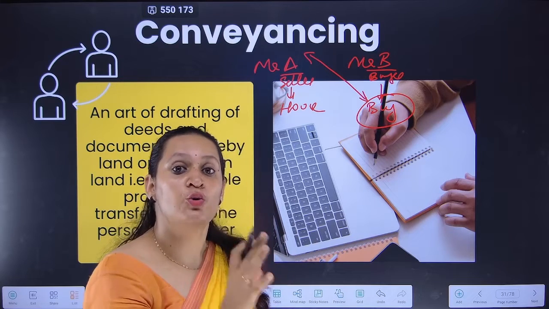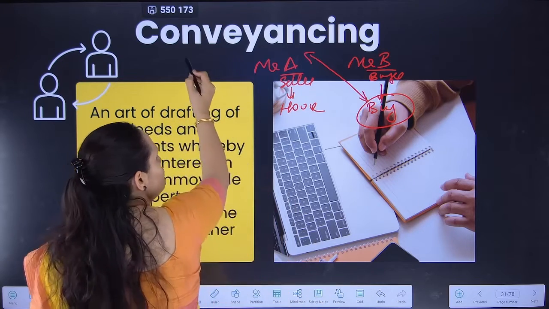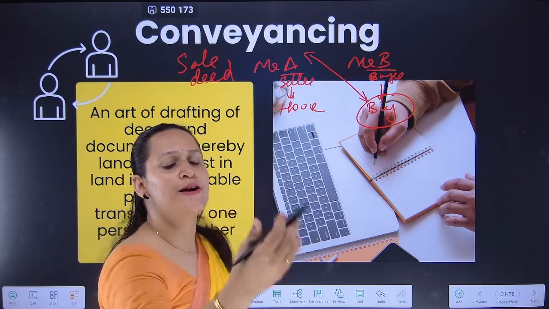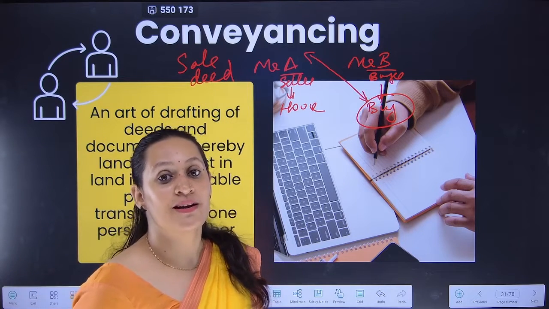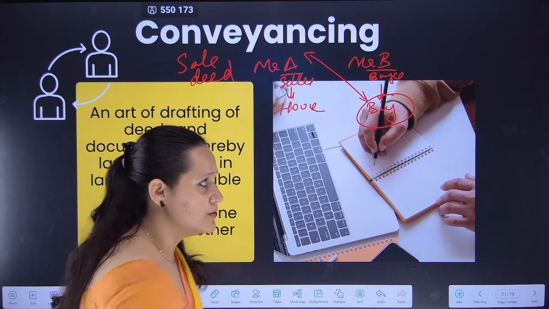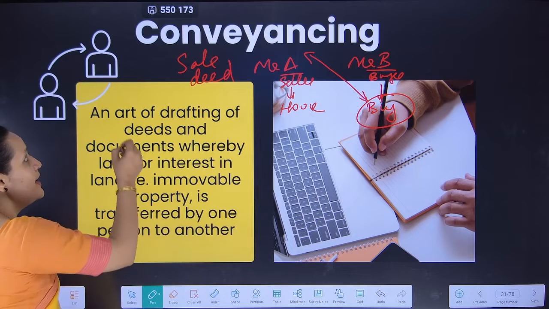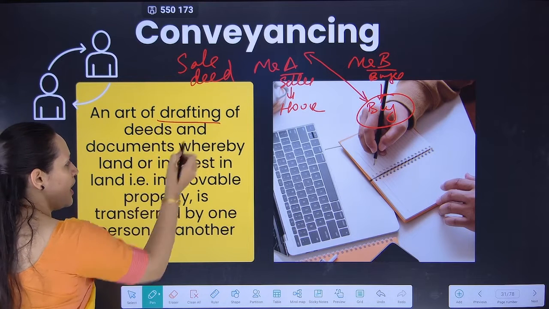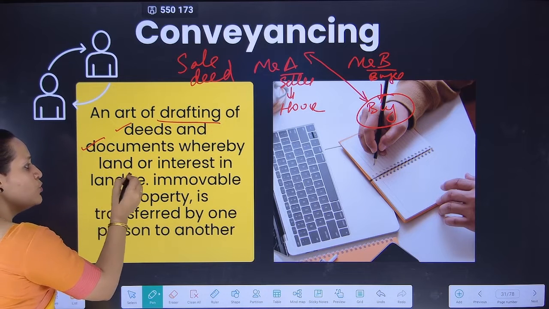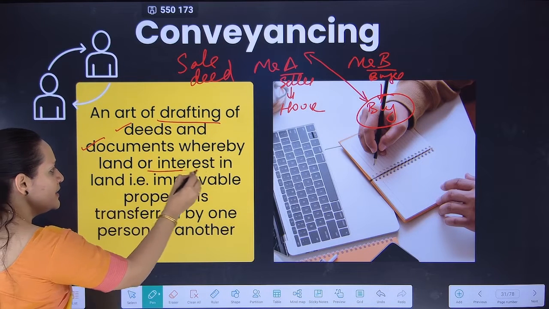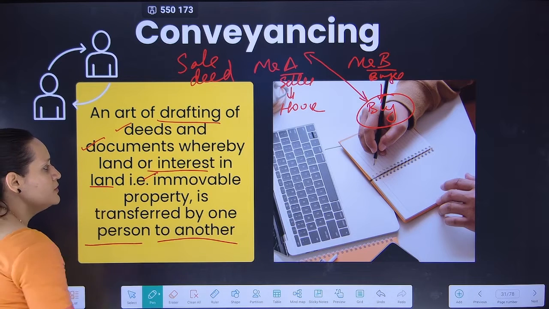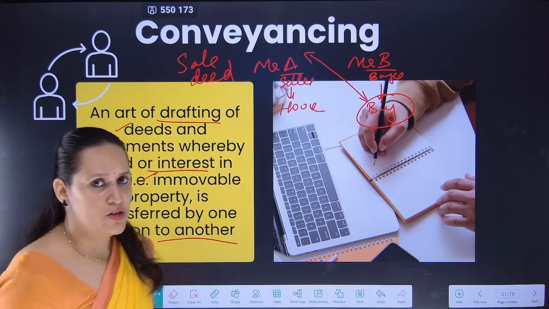If you want to do conveyancing, you have to execute a sale deed, where actually we are going to transfer the interest or the right or the ownership of the property from one person to another person. So it is very important to understand that conveyancing is the art of drafting only those kinds of deeds and documents where we are going to transfer any interest in land, whether movable or immovable, from one person to another person. So what is conveyancing?